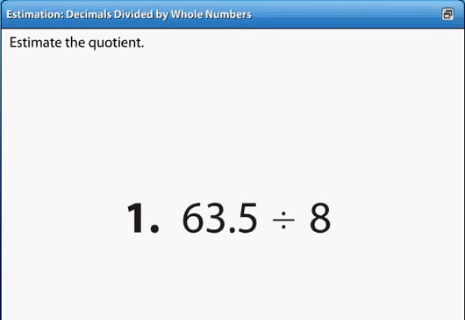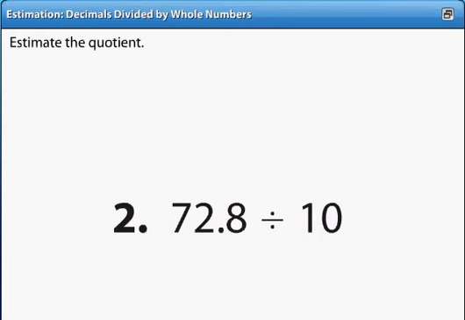Or, because that's the compatible number way, if I want to do the estimation way, what I would do is probably round this to 60 and round this up to 10. 10 goes into 60 6 times. That is completely okay. So 6 or 8 or 7, fine estimation here.